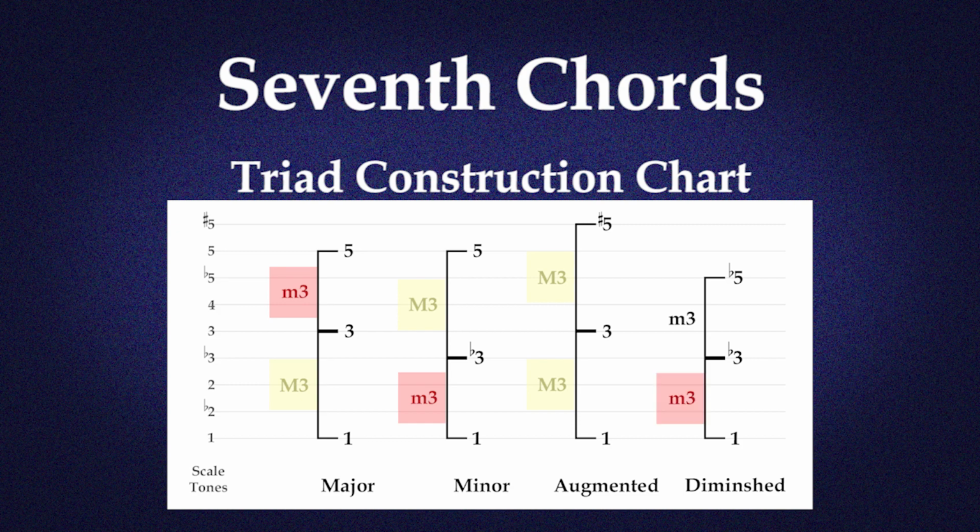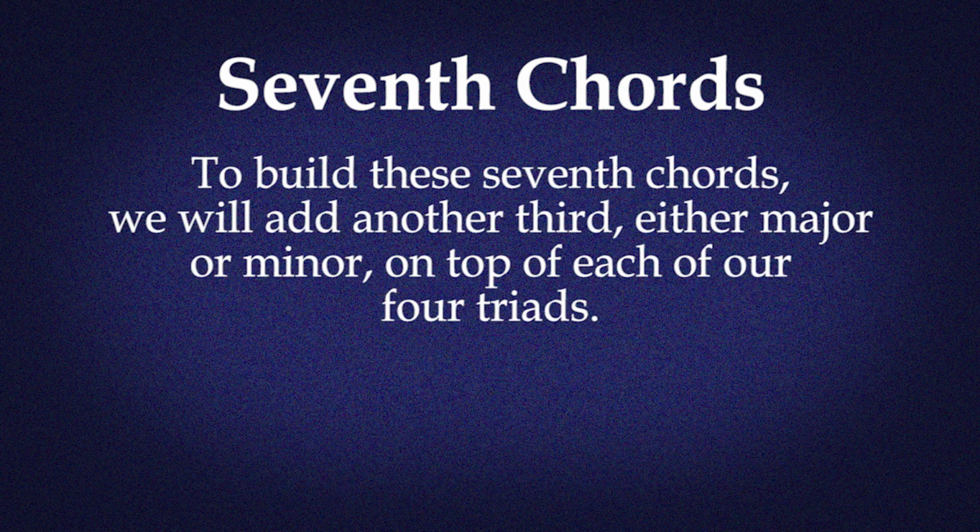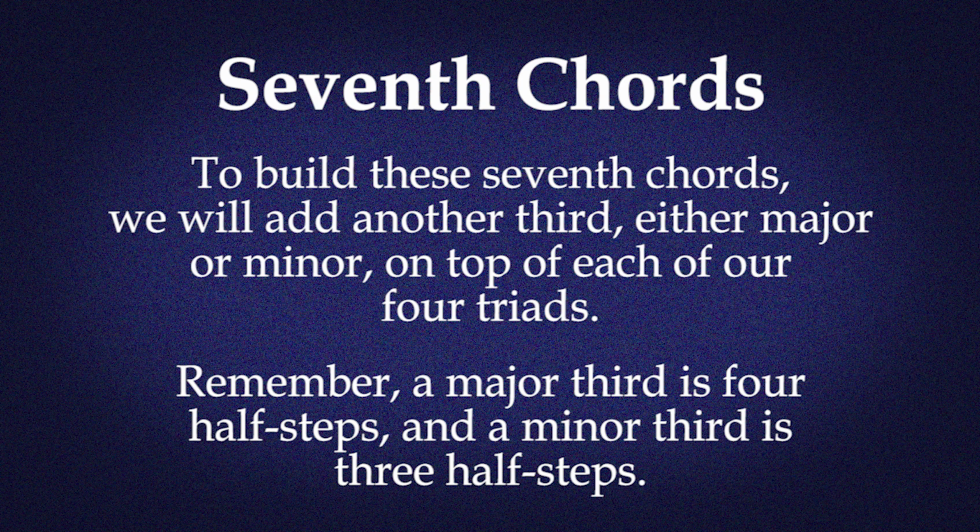When building the triads, we looked at every possible combination of major and minor thirds that could be grouped together. To build our seventh chords, we're going to do the exact same thing by simply taking our triads and adding both a major and a minor third to each one. Remember, a major third is 2 whole steps, or 4 half steps, and a minor third is 1.5 whole steps, or 3 half steps. We'll start with our major triad. Once again, we will be using C as our key center for these examples.